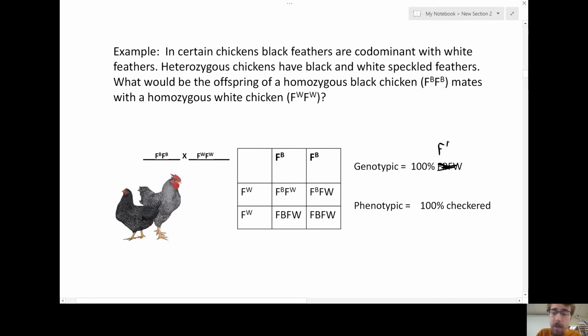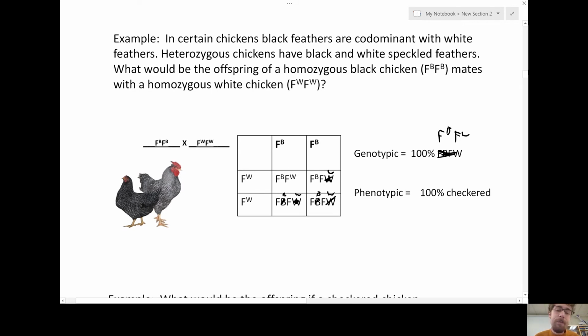So we can still draw our Punnett square. Again, just F^B for feathers and black, and F^W for the white chicken. All right, so we just draw our Punnett square as normal. Copy the alleles down or across for each parent, and we can fill it in. So we can still figure out our genotypic and phenotypic ratios. So with this genotype, all of the offspring will be F^B F^W, so 100% checkered for the phenotype.